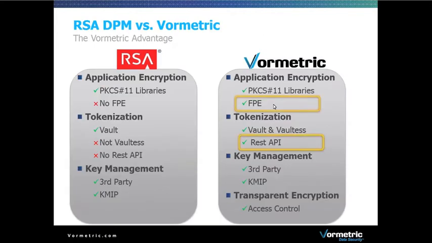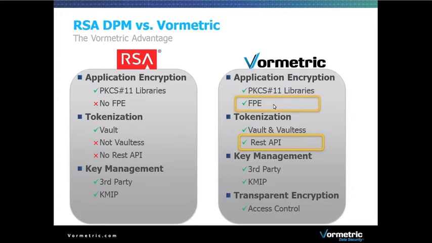So if you look at the Vormetric advantage, just based on those three feature sets that we're replacing, we've got application level encryption. What you'll notice is that we both use PKCS11 libraries. So what we're enabling customers to do is leverage the expertise they've already had by building RSA DPM into their product set using these PKCS11 libraries. So taking advantage of that expertise, moving right over to the Vormetric code, and then in addition, being able to take advantage of our format preserving encryption.